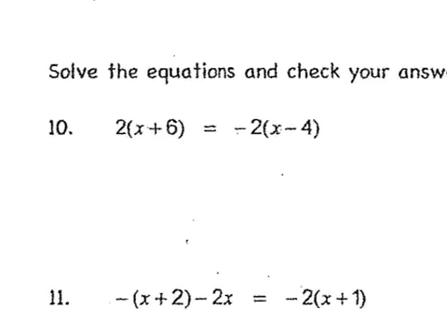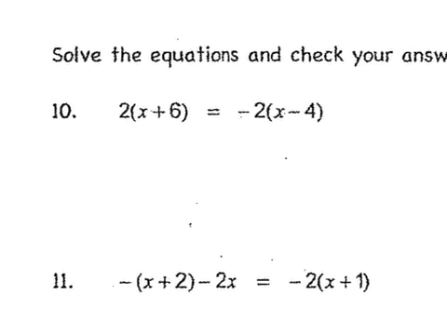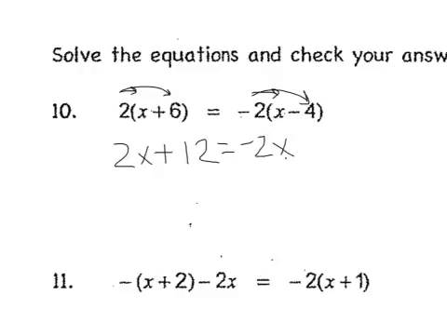So next we're solving, so we're going to get an answer out of these. Again, we need to distribute. We're multiplying the number in front by everything inside. So 2 times x for 2x, 2 times 6 for 12. And on the right, negative 2 times x for negative 2x, and negative 2 times negative 4 for a positive 8. And it's your choice whether you want to move the numbers or the letters first. I always like to move my letters first.